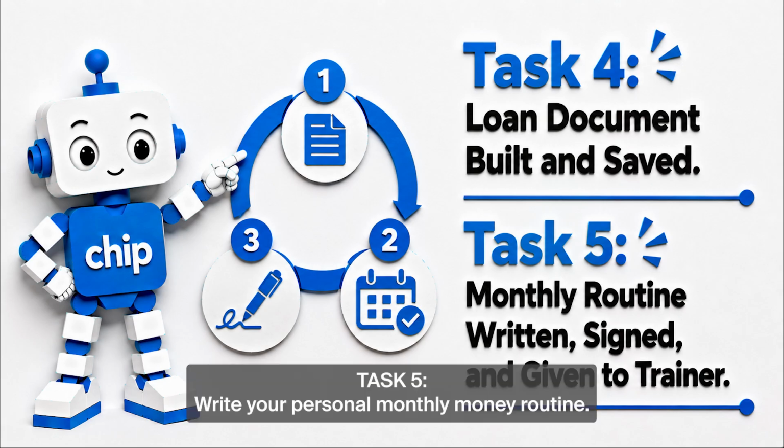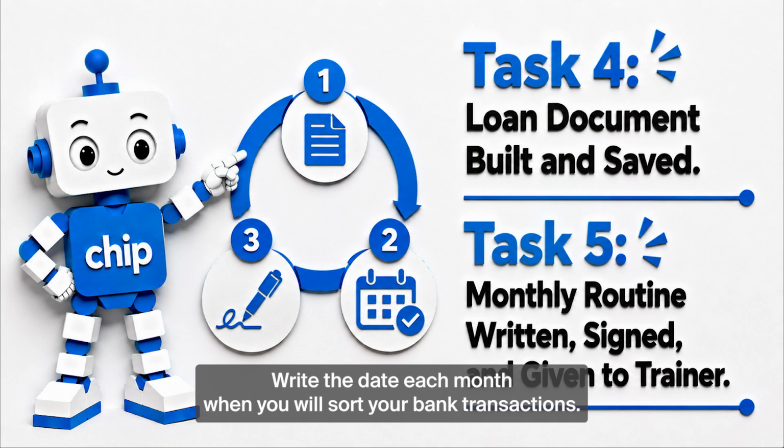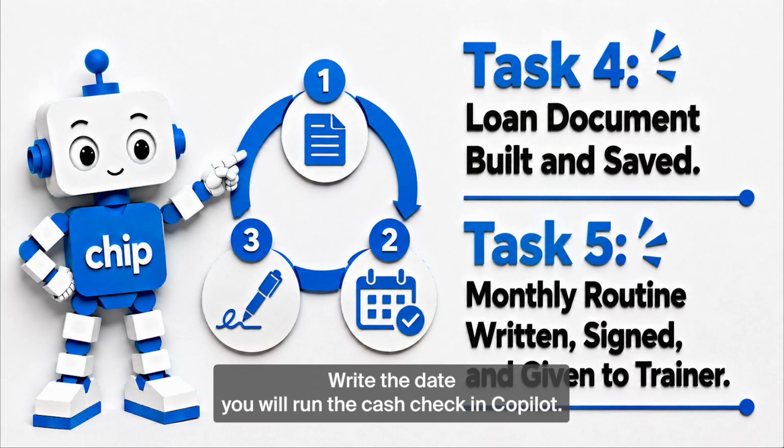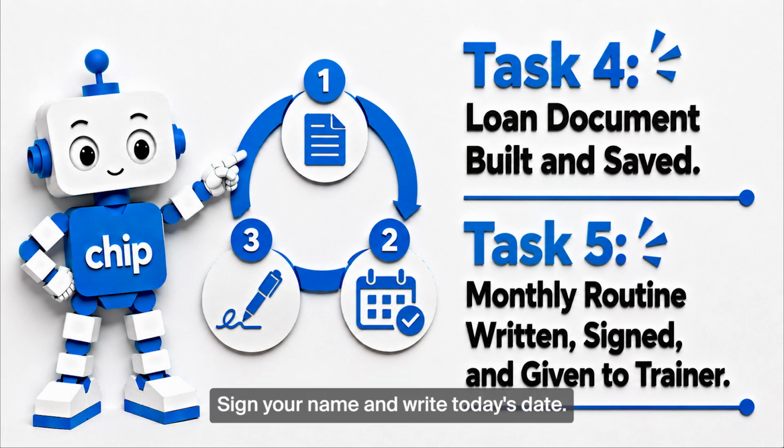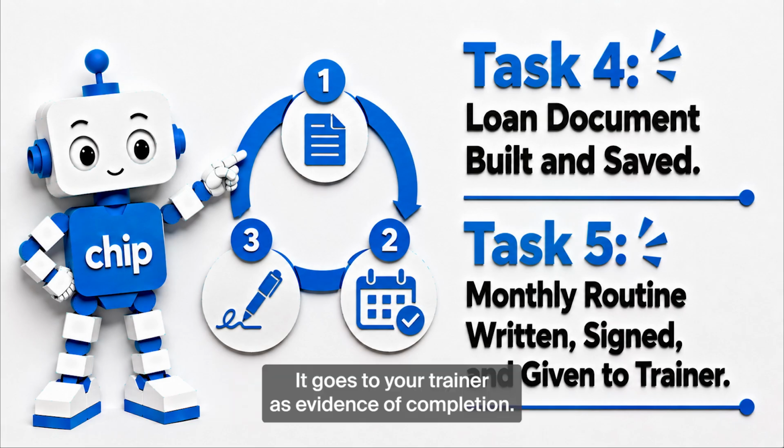Task 5. Write your personal monthly money routine. Write the date each month when you will sort your bank transactions. Write the date you will run the cash check in Copilot. Write the date you will give the sorted file to your accountant. Sign your name and write today's date. It goes to your trainer as evidence of completion.